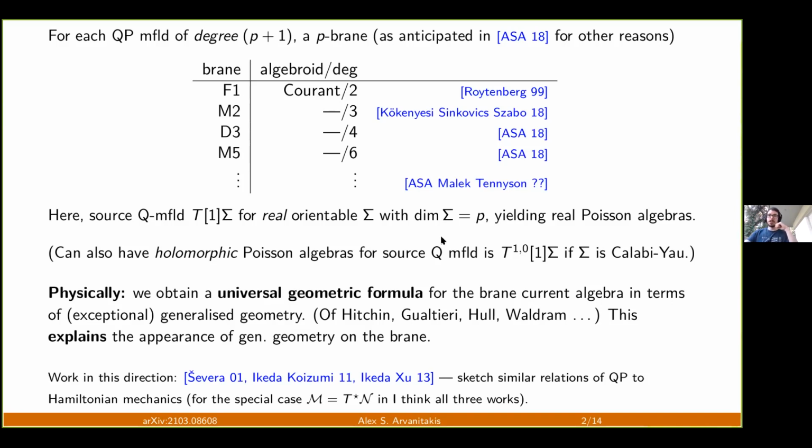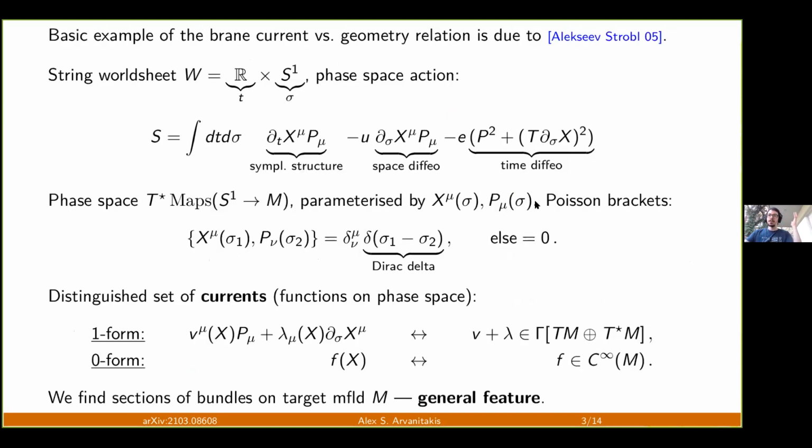So let's get right to it. So some of the story, as I said, was known for, especially for strings, since the 90s. Well, and I'm going to outline some of the relation between generalized geometry and string currents, which was understood already in 2005 by Alekseev and Strobl.